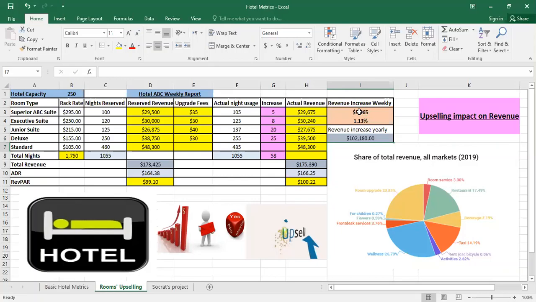And it's important to say that upselling is the single most significant revenue management related effort that can be undertaken by front desk staff upon guests' arrival at a hotel. And it doesn't require any additional arrangement. They also have the highest margin.